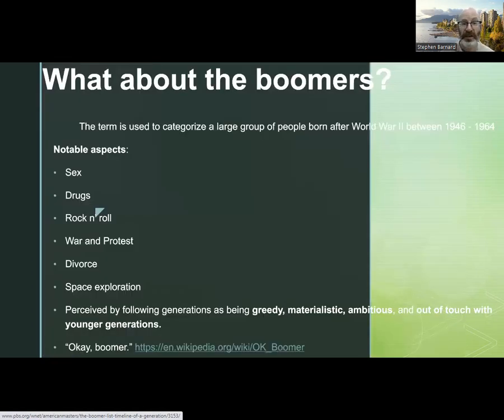So what have we got here? The baby boomers, they were born after World War II. So World War II ended, and all the men came back. They made lots of babies.